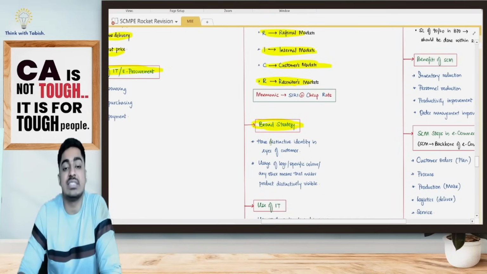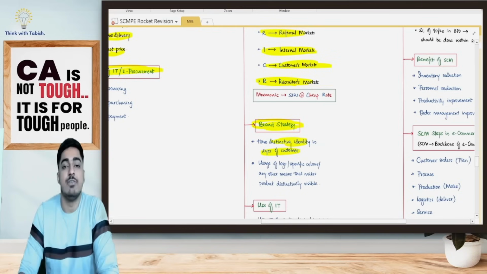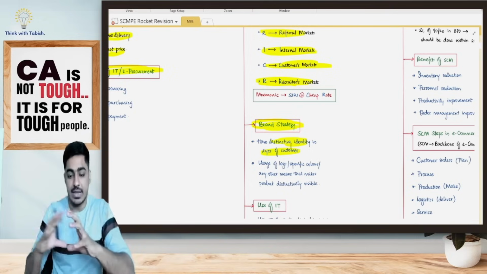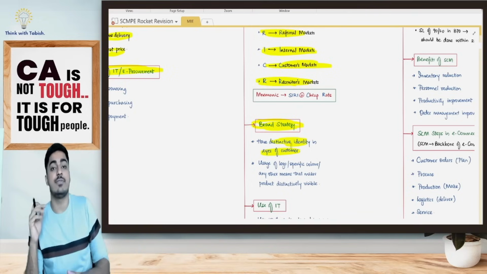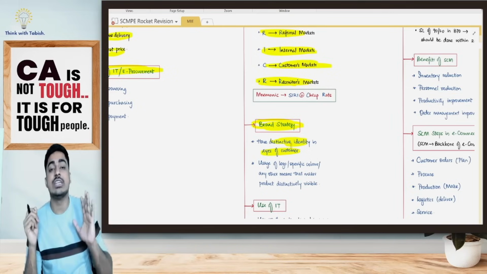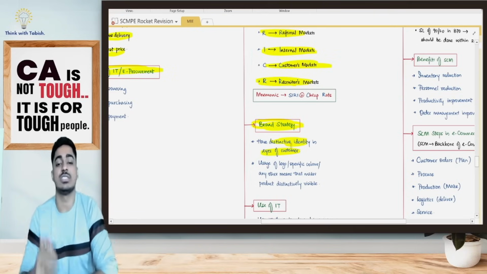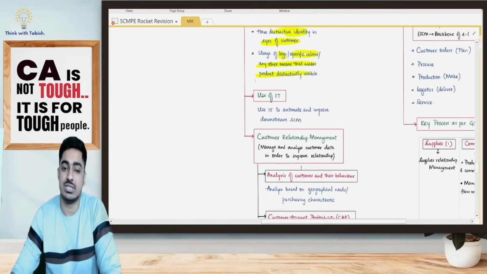What is a brand strategy? You should be having a distinctive identity in the eyes of customers, which is different from all your competitors. If you go to Domino's, a specific color, red color, the way the board is maintained, the uniform that they're wearing, the flooring that they've done, anywhere you go throughout the world, the moment you enter, you will understand, okay, this is Domino's. It could be usage of logo, specific color, or any other means that makes the product distinctively visible amongst others.